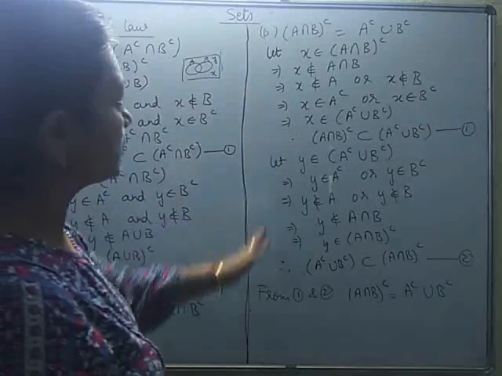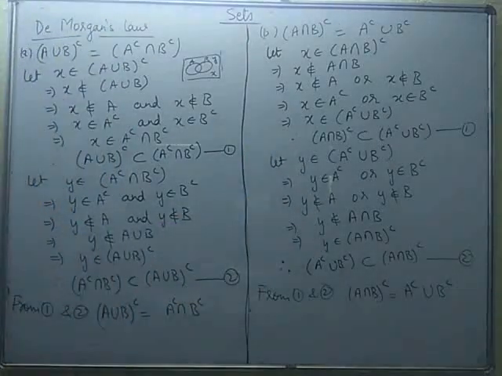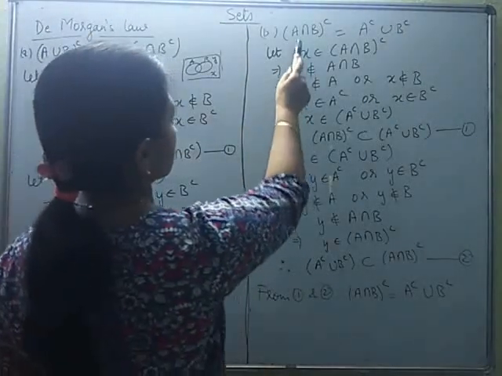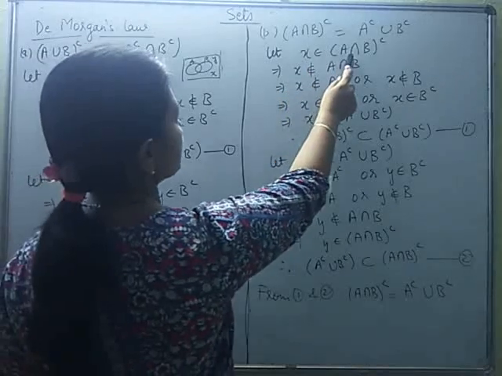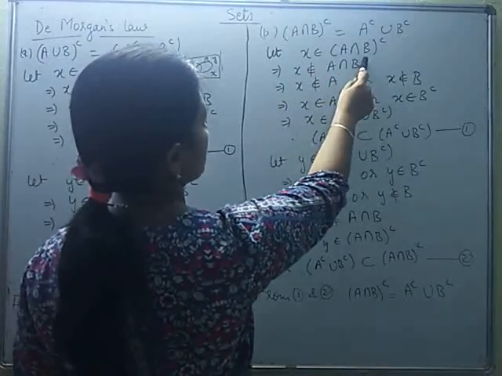I have written it here. You will quickly go through this. Then we can try them in Venn diagram also. See again, starting from here, X is taken as an element of complement of A intersection B.